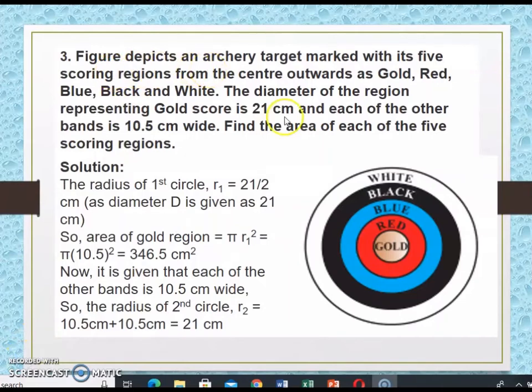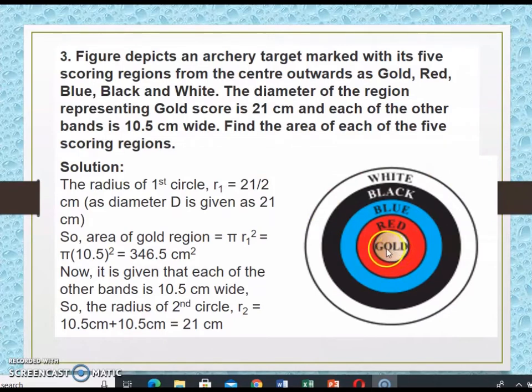So in question number 3, the figure depicts an archery target marked with its 5 scoring regions from center outwards as gold, red, blue, black and white. So these are the scoring regions which are forming circular rings. The diameter of the region representing gold is given as 21 centimeter. So 21 centimeter is the diameter of the innermost circle, that is the gold region.